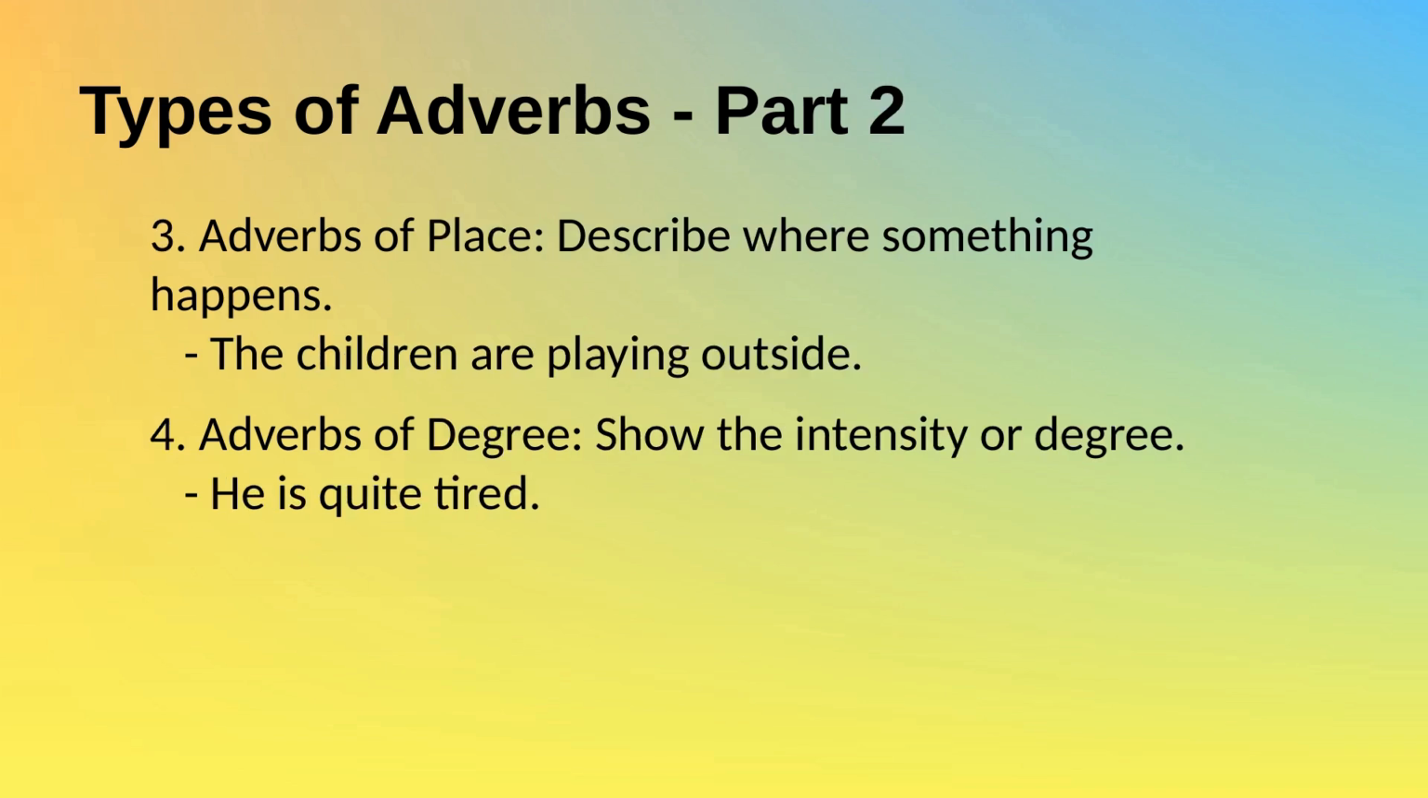Now let's continue with two more types of adverbs. First, adverbs of place describe where something happens. A good example is the children are playing outside. Finally, adverbs of degree show the intensity or degree. For example, he is quite tired.